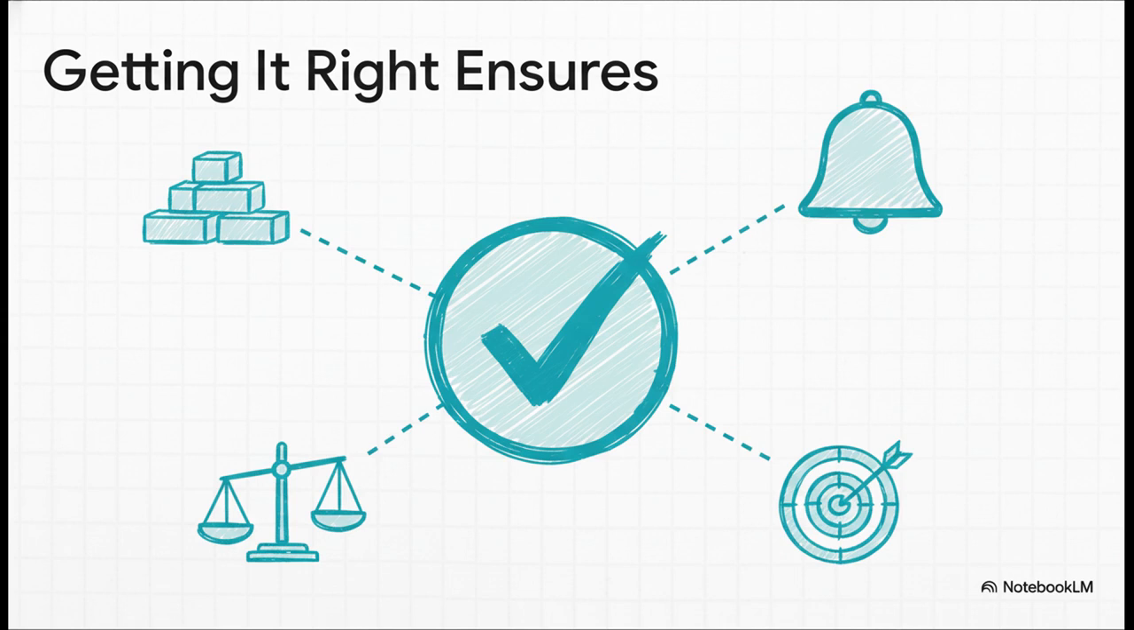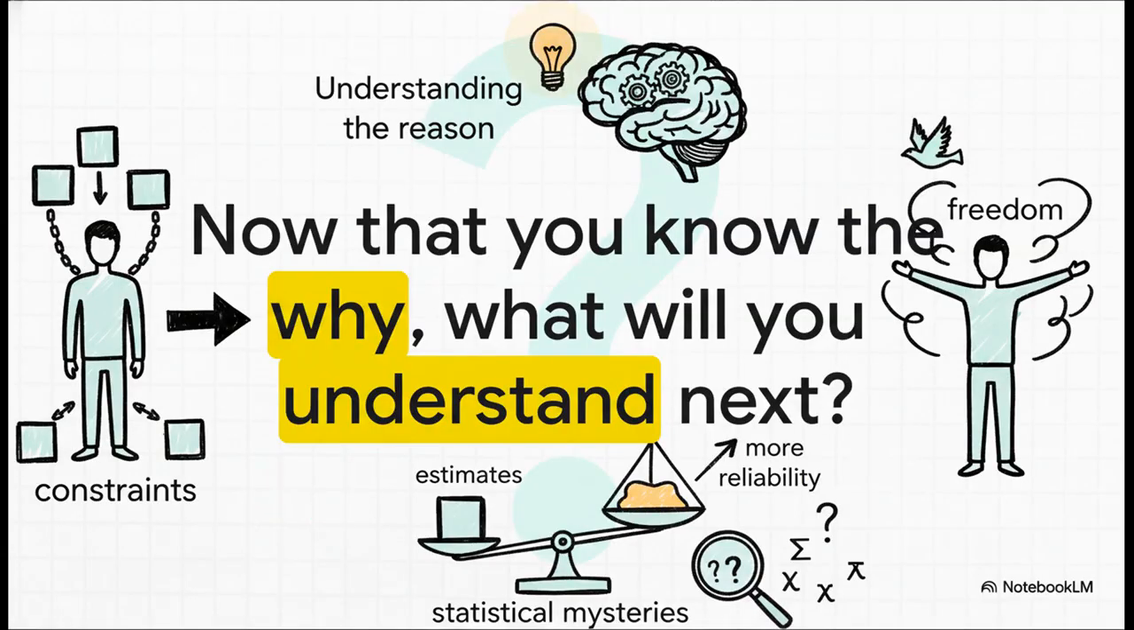To put it simply, getting this right is like making sure the foundation of a building is solid. It ensures your entire analysis doesn't just crumble. So from now on, whenever you see n-1 in a formula, I hope you don't just see a bunch of symbols. I hope you see the story behind it, a story about freedom and choices and constraints, all working together to make our stats more honest and reliable. And that's really the magic of it, right? Moving from just knowing what to do to truly understanding why you're doing it. So the only question left for you is, what's the next statistical mystery you're ready to solve?